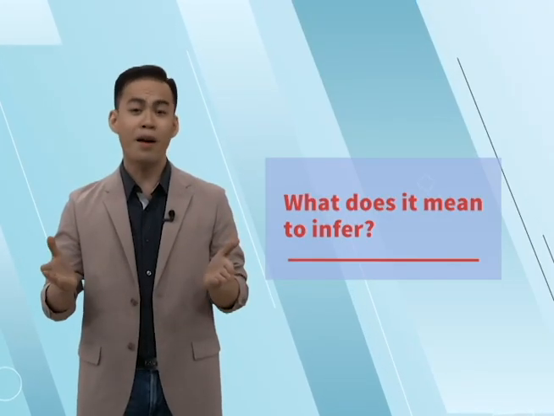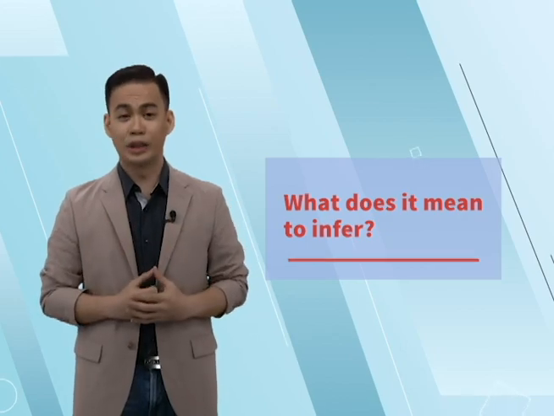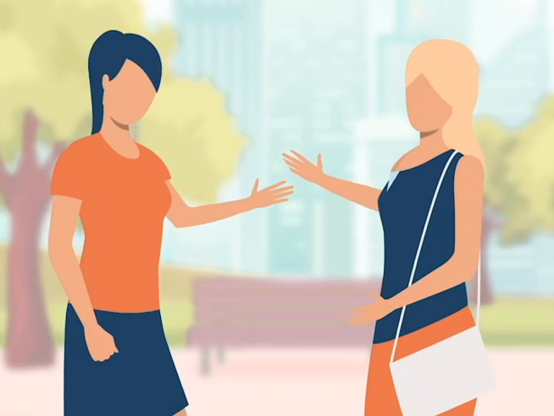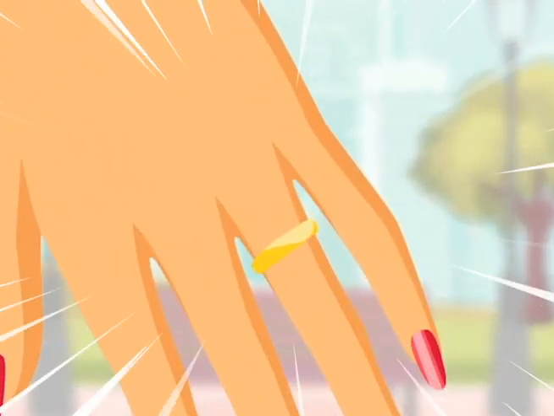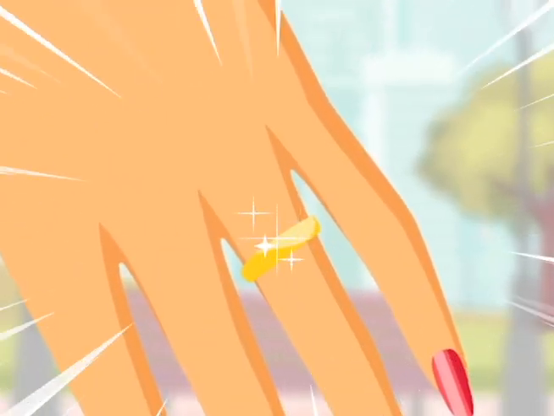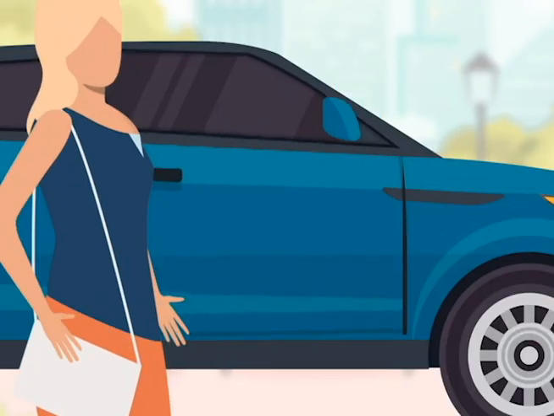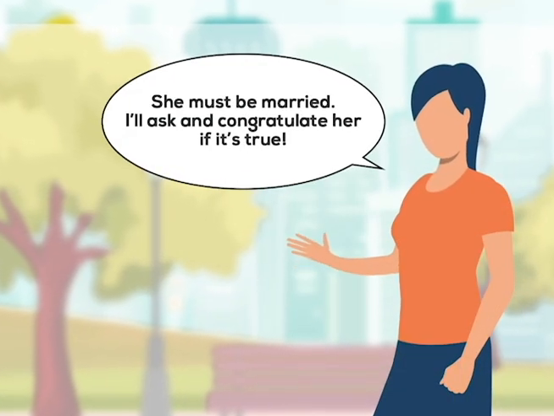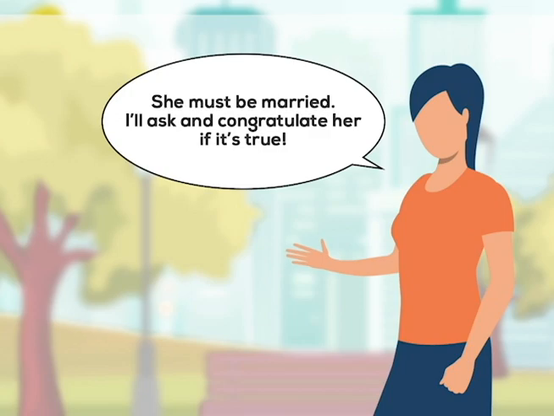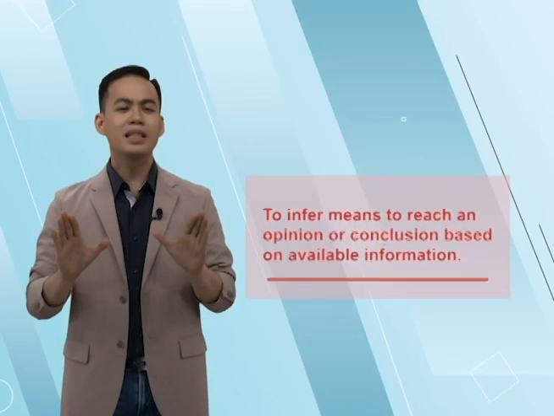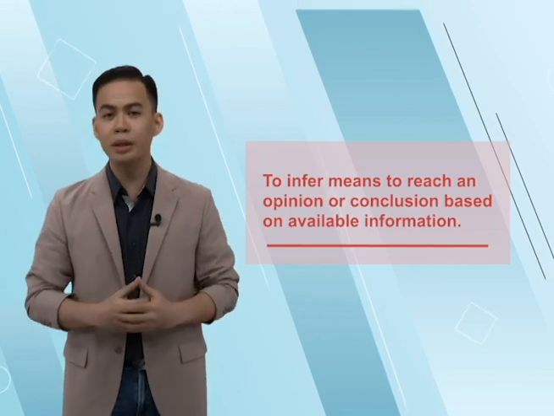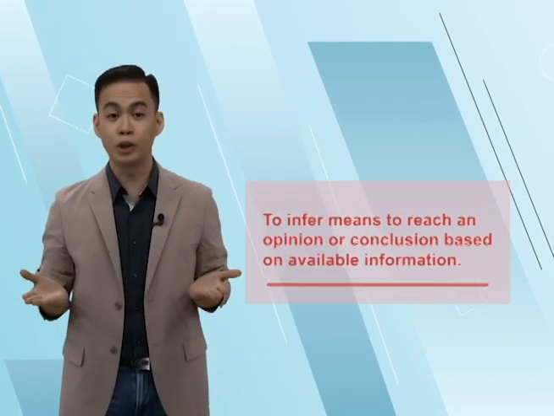What does it mean to infer? Let's look at this situation. Let's say you finally see one of your friends a few months after the end of the quarantine. You see them with what looks like a wedding ring. You draw from experience and the fact that you also saw her being dropped off by a man and tell yourself, she must be married. I'll ask and congratulate her if it's true. This is one way to infer or reach an opinion or conclusion based on available information.